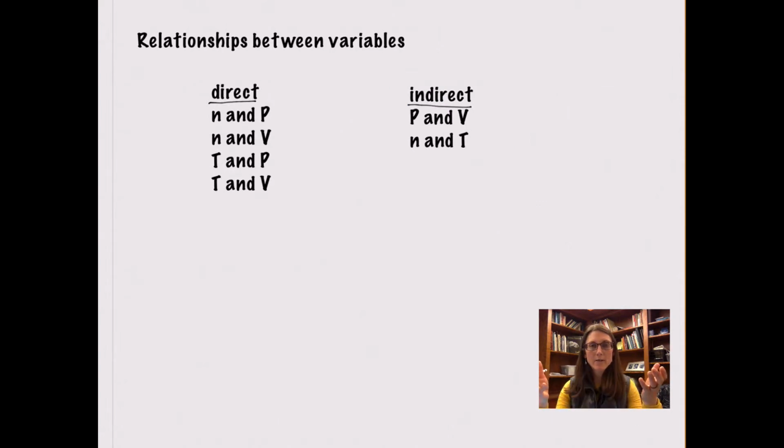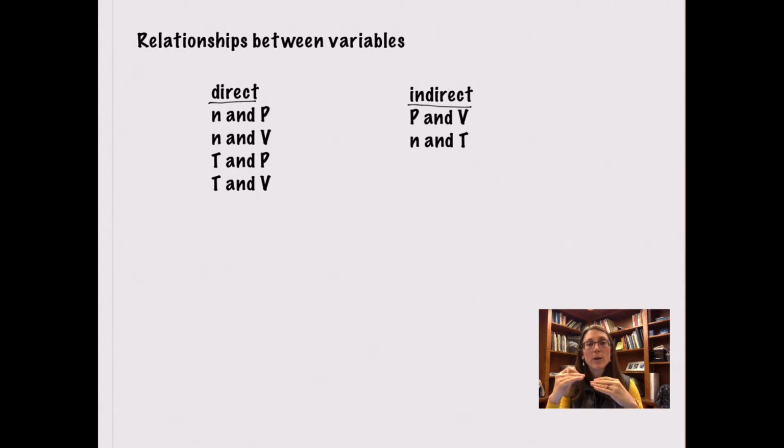Okay, let's get down to the nitty-gritty. So we've got our gas law variables. We need to talk about how they're related to one another. And you talked about this extensively in first year chemistry. We're just going to do a quick recap here, and we'll revisit this more in class. Remember that some relationships are direct. For example, the number of particles and the pressure.